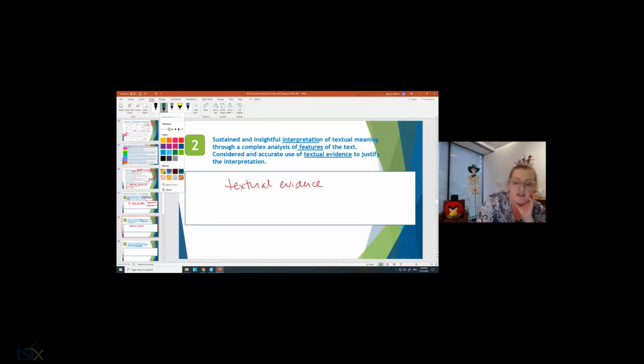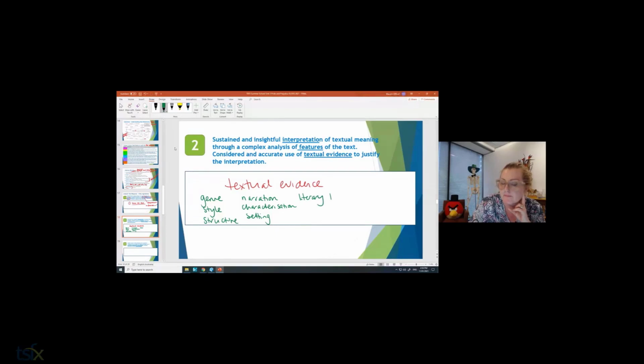Green, okay. They include things like genre, style, they include structure, they include narration. This is third-person narration, okay. They include characterisation, setting, they include literary techniques, etc. So there's so many things you need to consider there, okay?